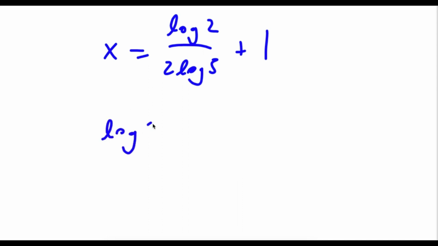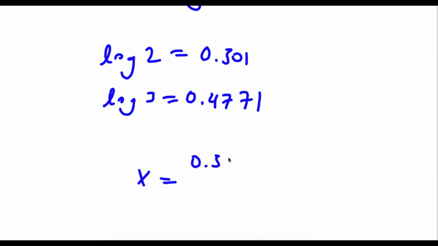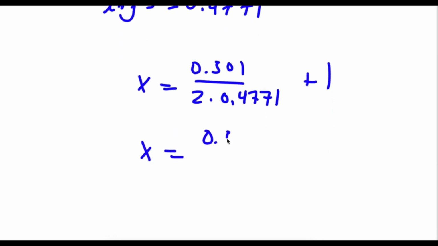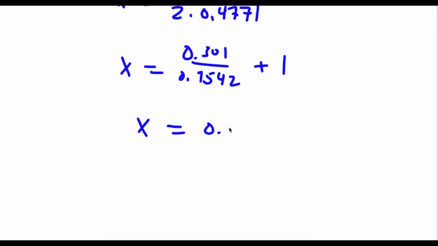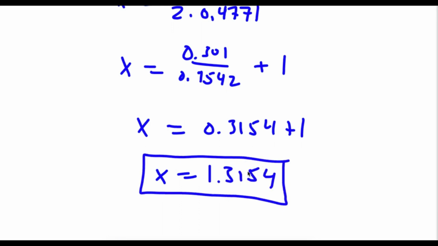Now, log 2 is equal to 0.301, and log 3 is equal to 0.4771. So now I have x is equal to 0.301 over 2 times 0.4771 plus 1. Now this is equal to 0.301 over 0.9542 plus 1. This is equal to x is equal to 0.3154 plus 1, which is equal to 1.3154. So this is our answer.